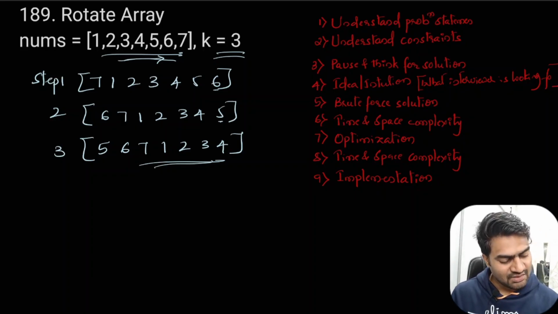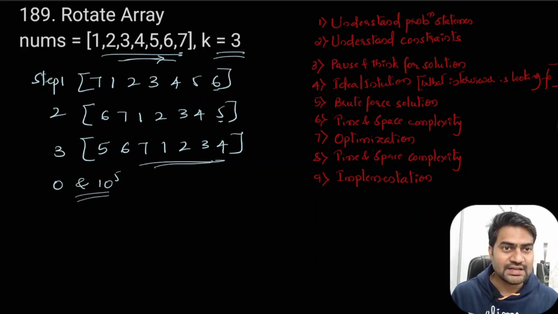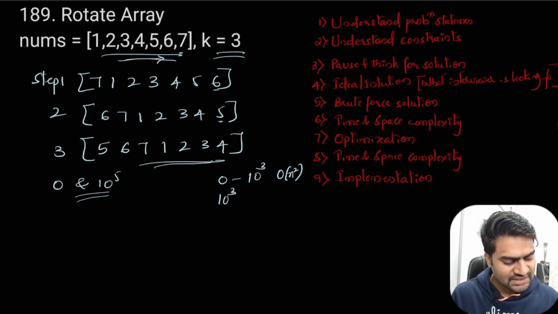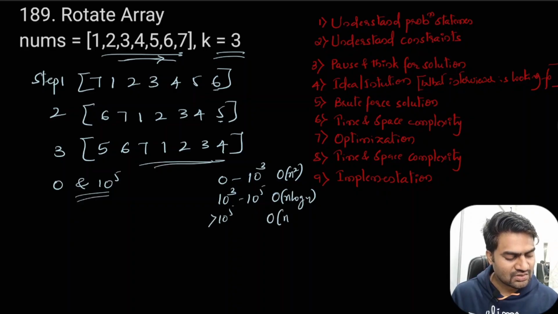With that, they have also mentioned the constraints. The length of the array lies between 1 and 10 raised to 5. What does this mean? I have already mentioned in one of the earlier videos, if the length lies between 1 and 10 raised to 3, then even if we solve a particular problem in O of n square, it will accept the solution. If it is between 10 raised to 3 and 10 raised to 5, then it will accept an n log n solution. But if it is greater than 10 raised to 5, then we need an order of n solution. Otherwise, it will give us TLE.